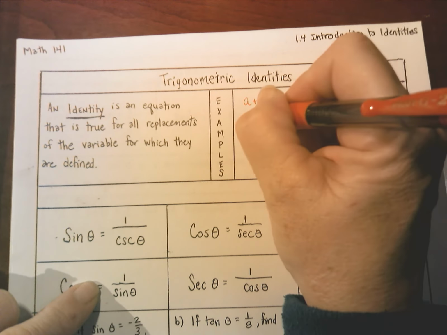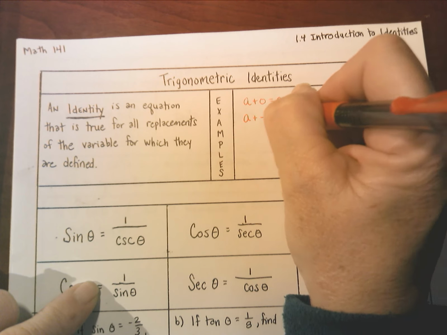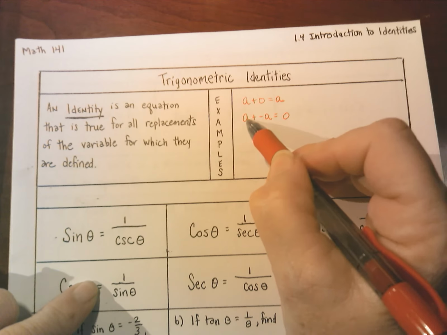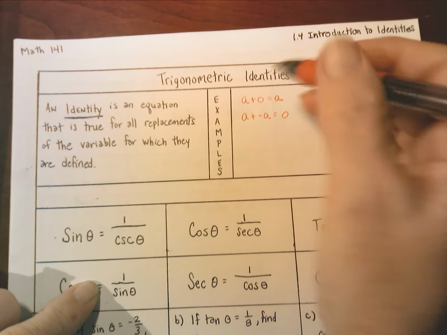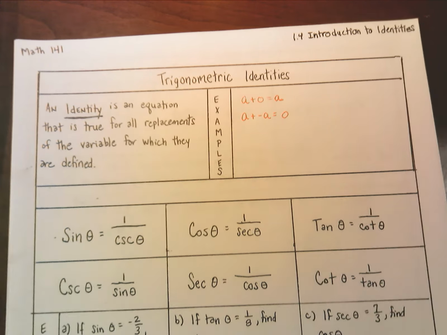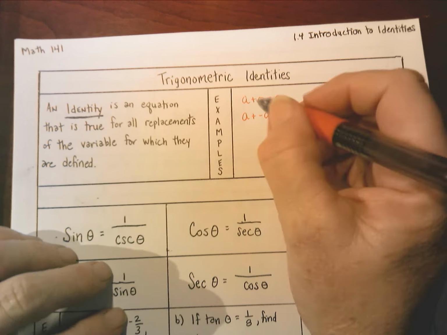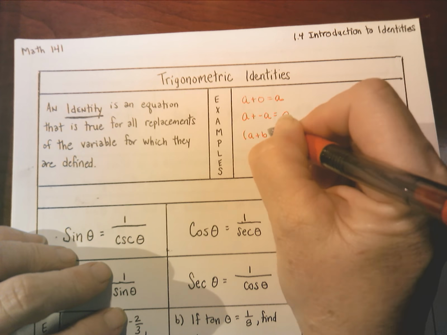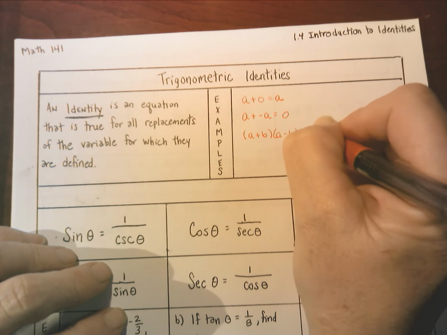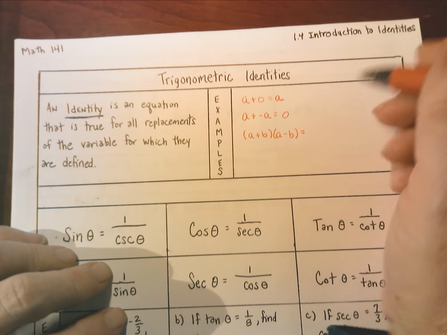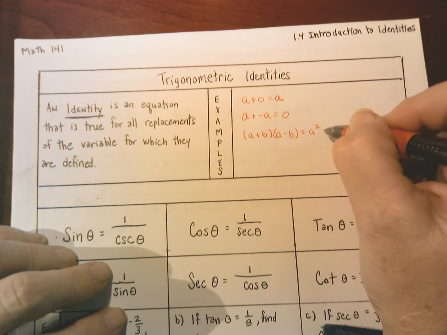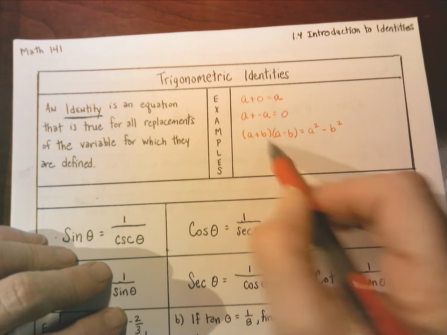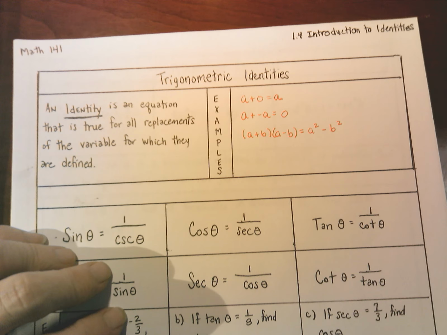I could do a plus negative a equals 0. No matter what you replace a with, any number and its opposite equals 0. Because these are true all the time for every value, those are called identities. I could say a plus b times a minus b, and there's nothing special about a and b, those are just the variables I chose to use, equals a squared minus b squared. No matter what you put in for a, this is true all the time. So those are just some examples of basic identities.